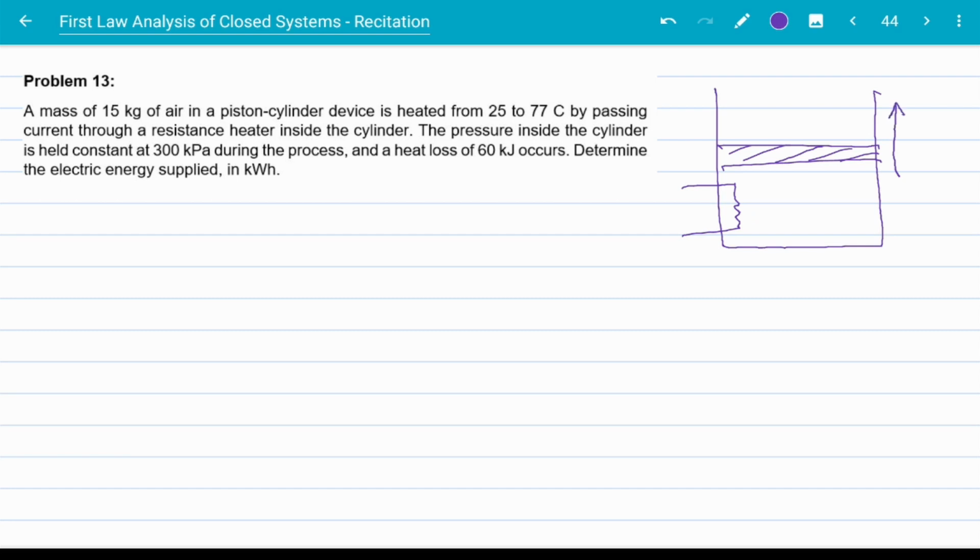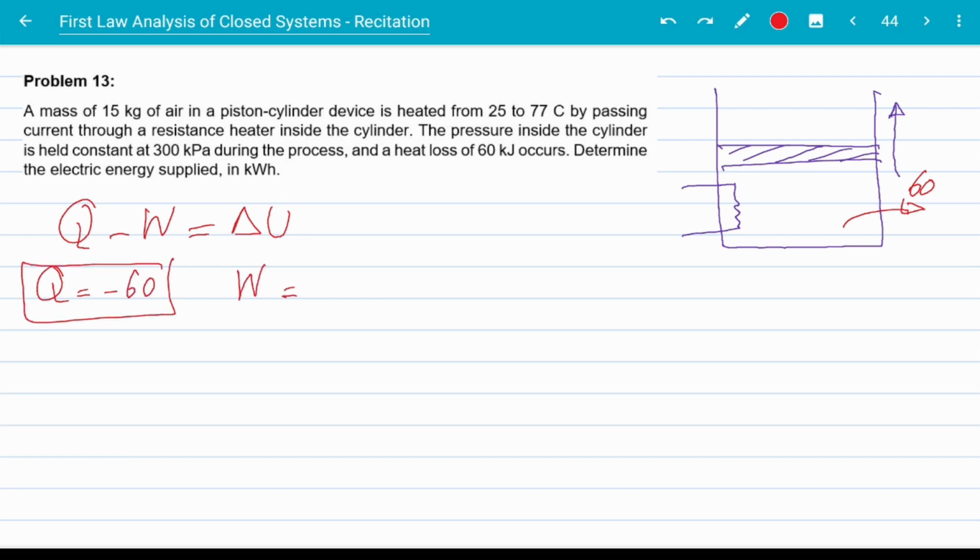So it means that the piston is moving up. So we have boundary work here. Keep that in mind. Okay, so our equation is Q minus W is the change of internal energy. What is the Q? We only know that 60 kilojoules is lost. So Q is minus 60.